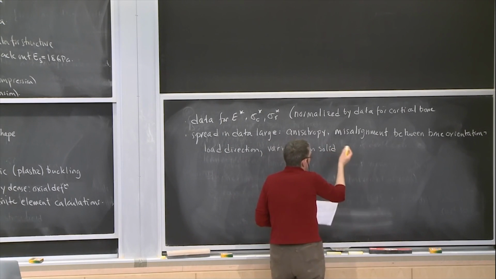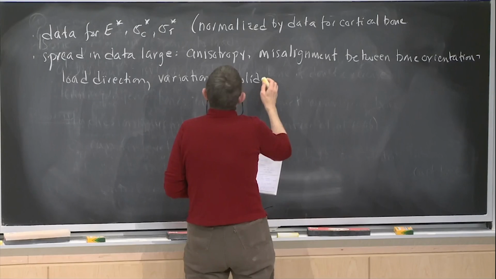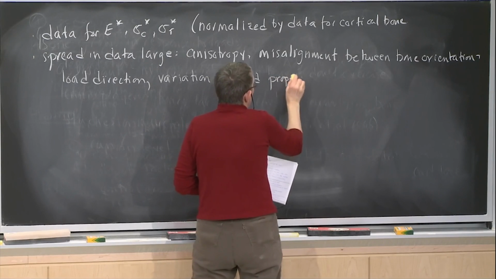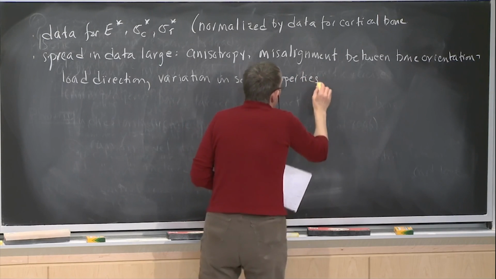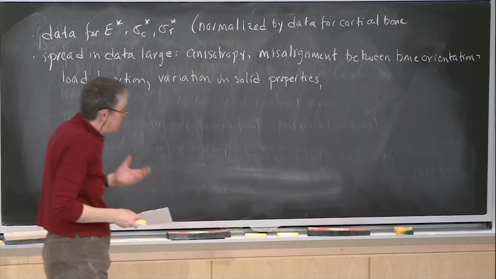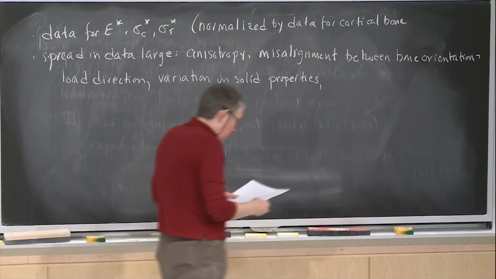So you could imagine some solid might have more microcracks than another. If you took, say, human bone of different ages, you might expect the older bone to have more microcracks in it.